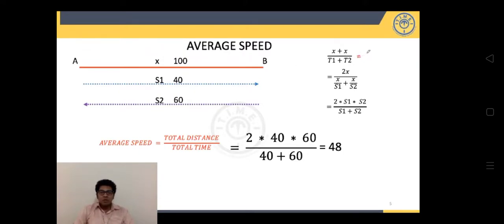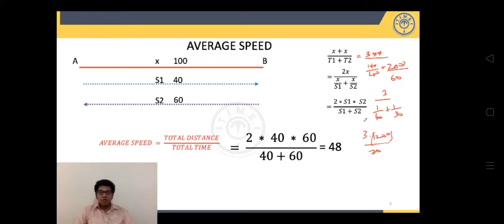I'll have 100 plus 200, which is 300, divided by 100 by 40 plus 200 by 60. So here only these hundreds will cancel. The final answer formula will be 3 divided by 1 by 40 plus 2 by 60. 2 by 60 is 1 by 30. So 30 plus 40 will be 70. So 3 into 30 into 40, which is 1200, divided by 70. This will be your final answer.